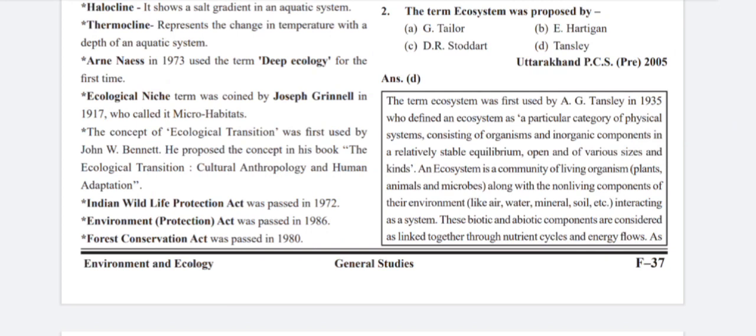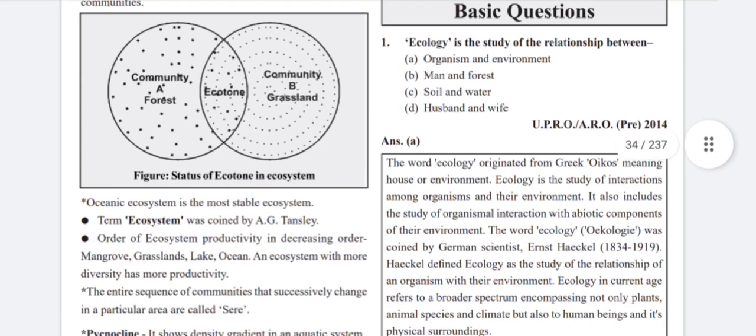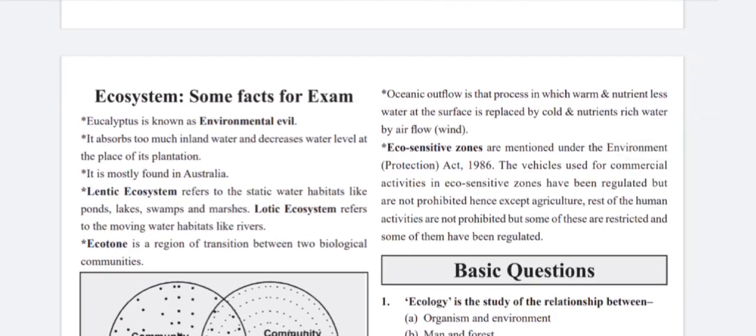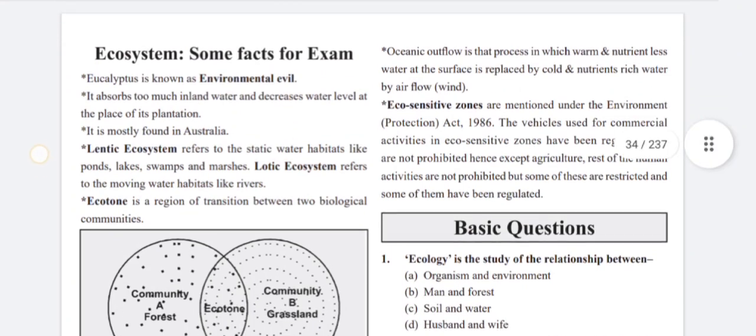Indian Wildlife Protection Act was passed in 1972. Environmental Protection Act was passed in 1986. Forest Conservation Act was passed in 1980. Oceanic upwelling is the process in which warm and nutrient-poor water at the surface is replaced by cold and nutrient-rich water by airflow or wind.